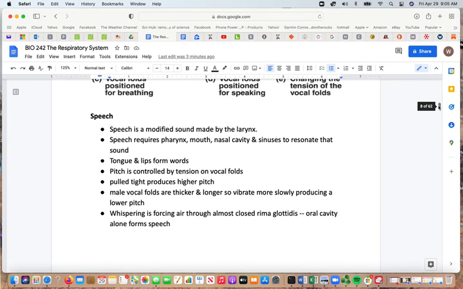tension, higher pitch. In males, vocal cords are thicker and longer, so it's a slower vibration with a lower pitch sound. When a person whispers, they're forcing air through an almost closed glottis. So the rima glottidis. So your oral cavity alone forms the speech when you're whispering.